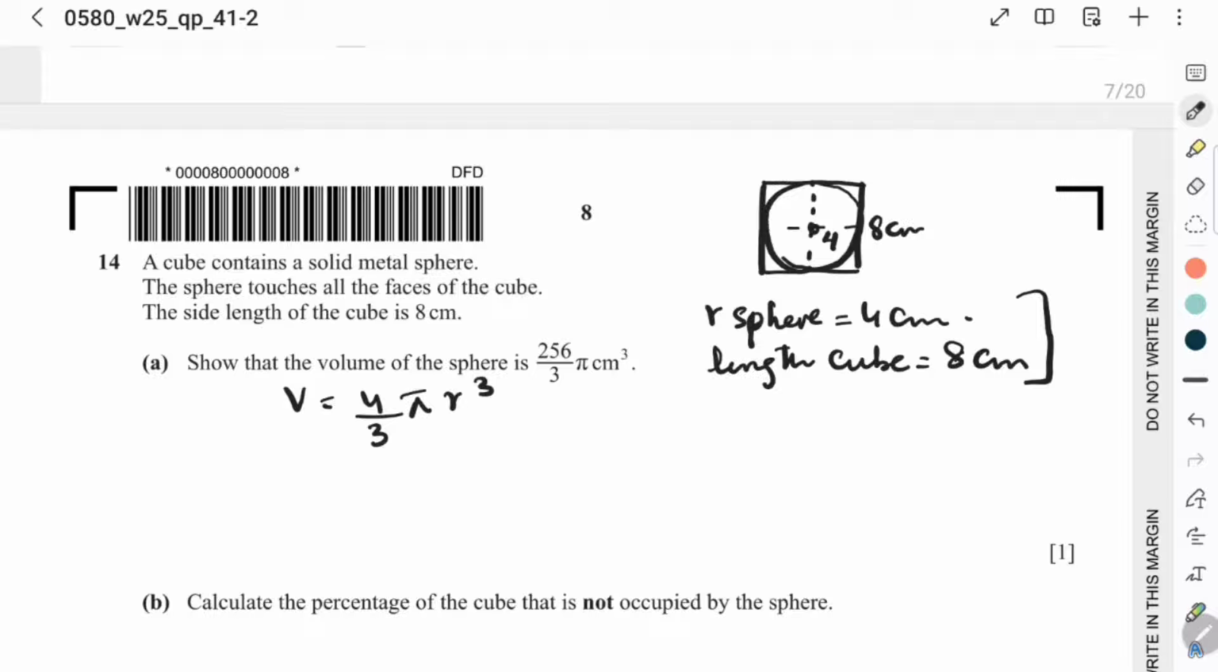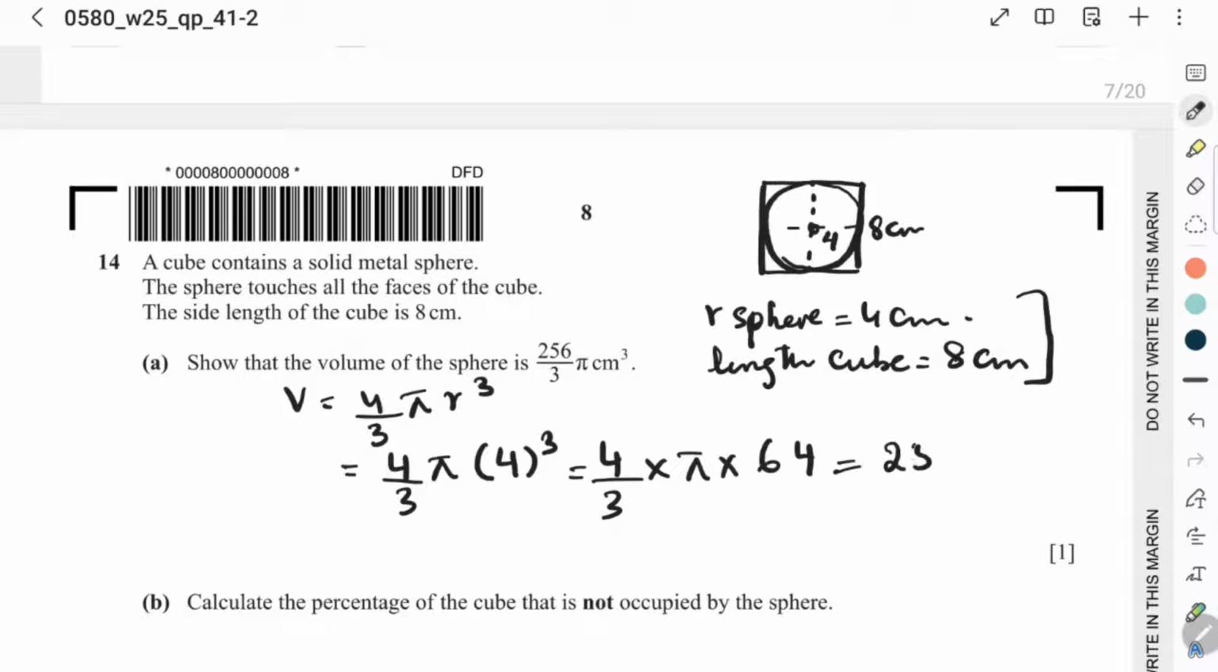So radius of the sphere is 4. All right, so 4 over 3 pi and then 4 cube, which is 64. 4 over 3 into pi into 64, and whenever we multiply you get 256 over 3 pi and then cubic centimeters. That is shown.